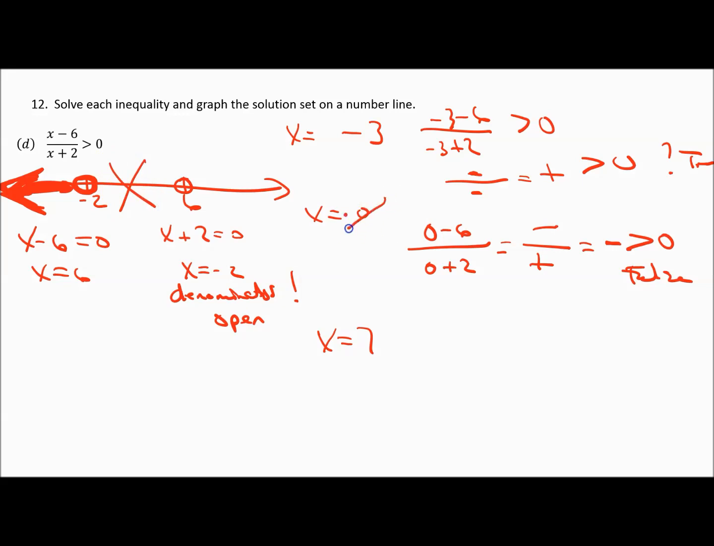That did not work out for us. Okay, then I plug in 7. 7 minus 6 divided by 7 plus 2. 7 subtract 6 is 1. 7 plus 2 is 9.